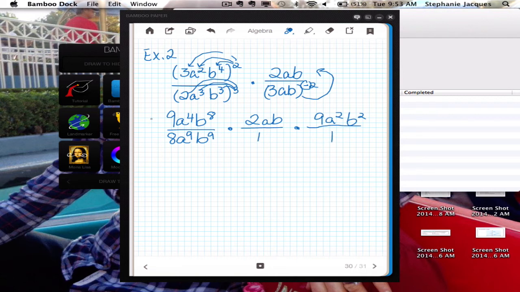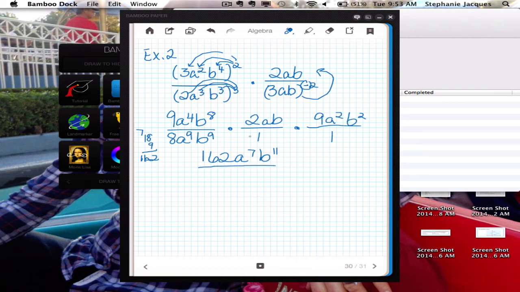All right, now let's multiply straight across. So I do 9 times 2 is 18, and then 18 times 9, I need to do that over here, is 162. So on top I'm going to have a 162. I have 4 a's here, I have 1 here, and I have 2 here. So 4 plus 1 plus 2 is 7. So I have a to the 7th. Then I have 8 b's, another b, that's b to the 9th, and then another 2, so b to the 11th.